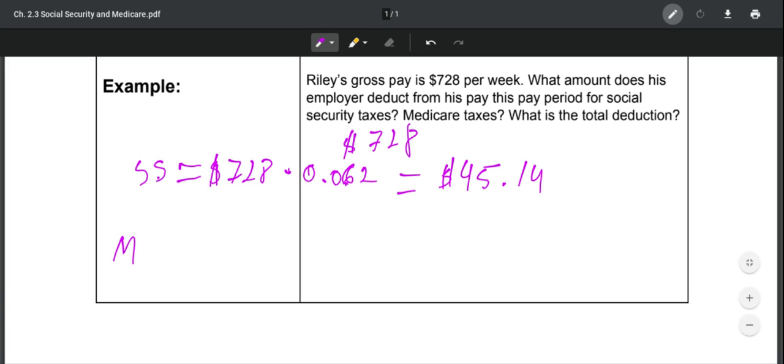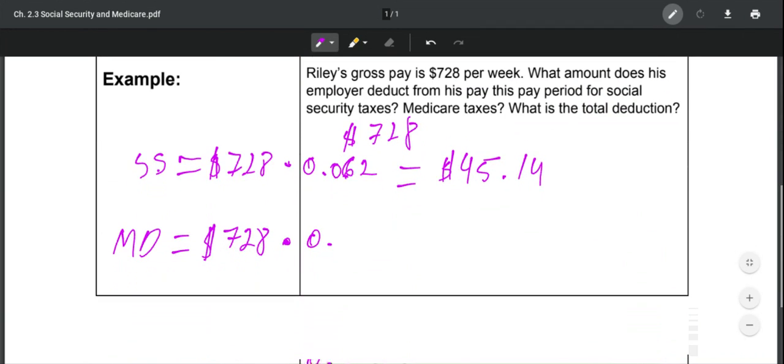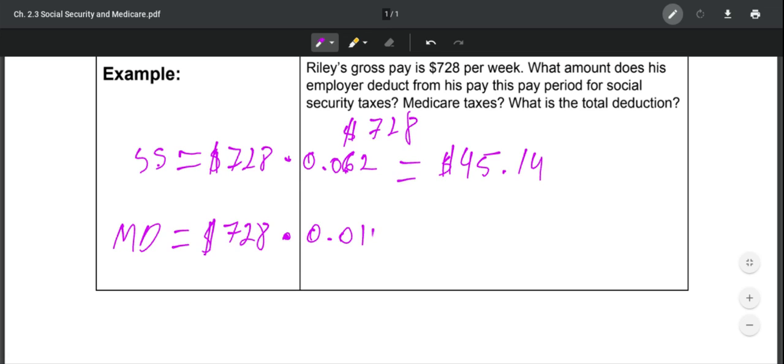Then we've got Medicare, so we'll just put MD. That's going to be our gross pay, which is 728, times 1.45%, or 0.0145. So 728 times 0.0145 is going to be about $10.56. So for each of these, we just found the Medicare tax and the Social Security tax.